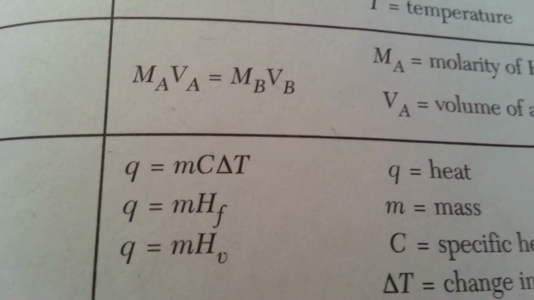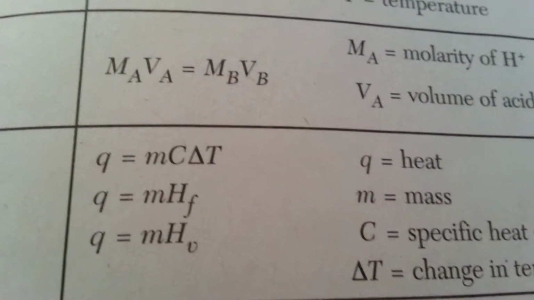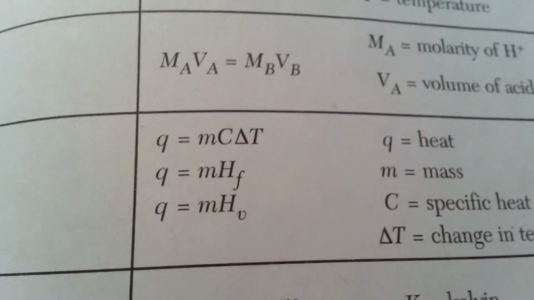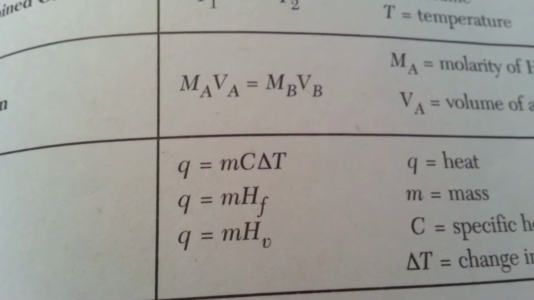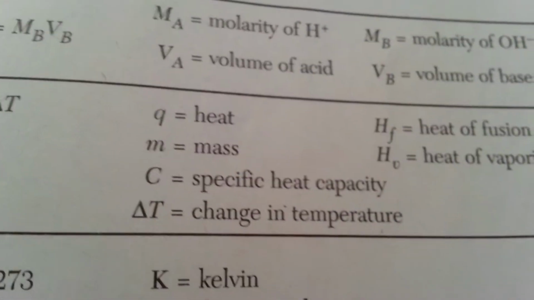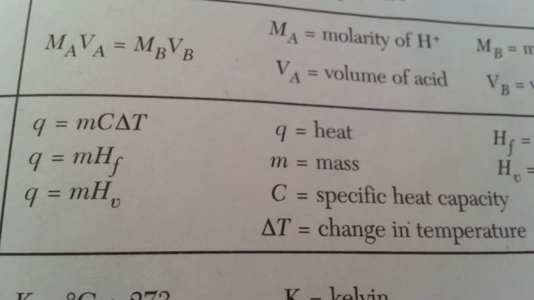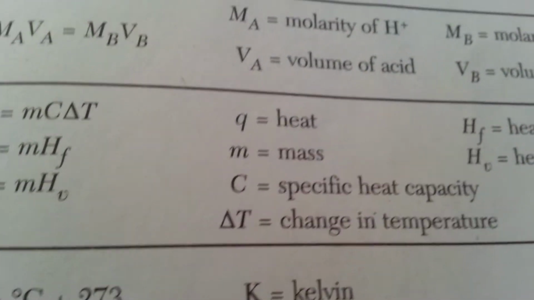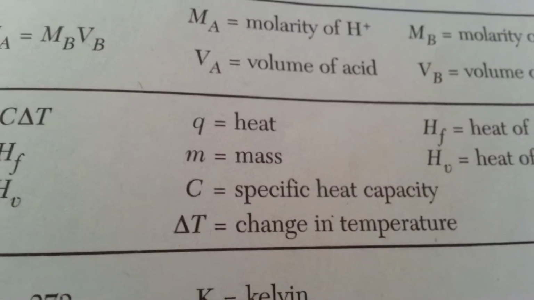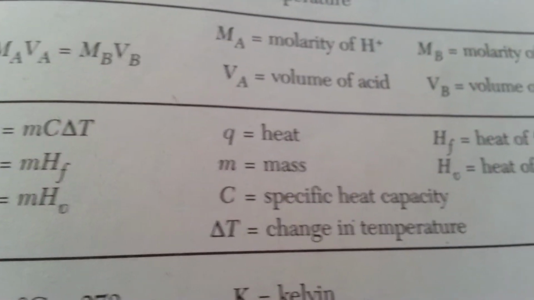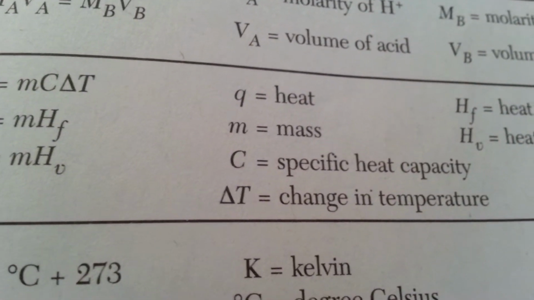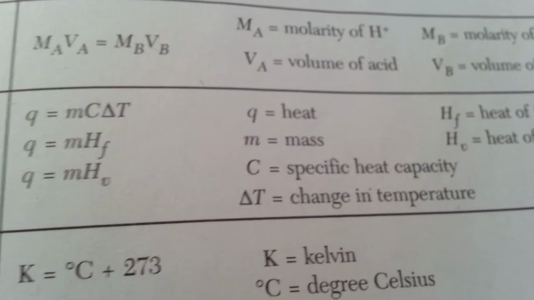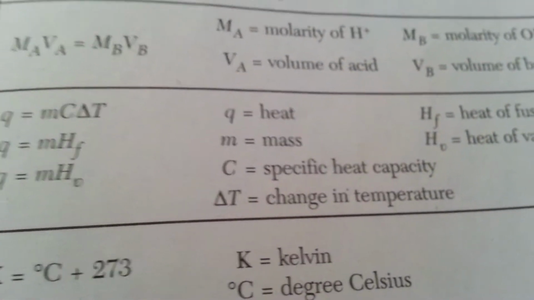And notice, lowercase q, lowercase m, capital C, and then a capital T, because the other versions of those letters mean something else. So, little q is heat, m is mass, and delta T is the change in temperature. And the capital C is the specific heat capacity. Now, anytime delta is in front of a letter like that, it's going to mean a change in. And we'll take a closer look at that in just a moment.